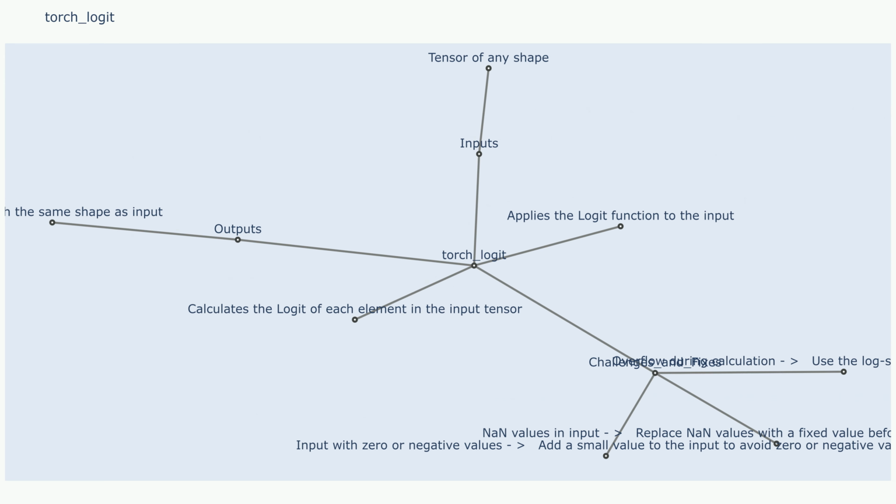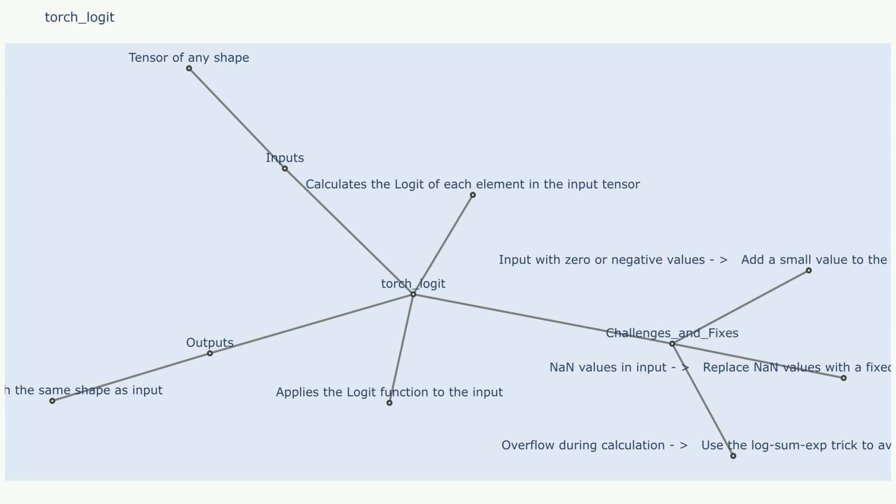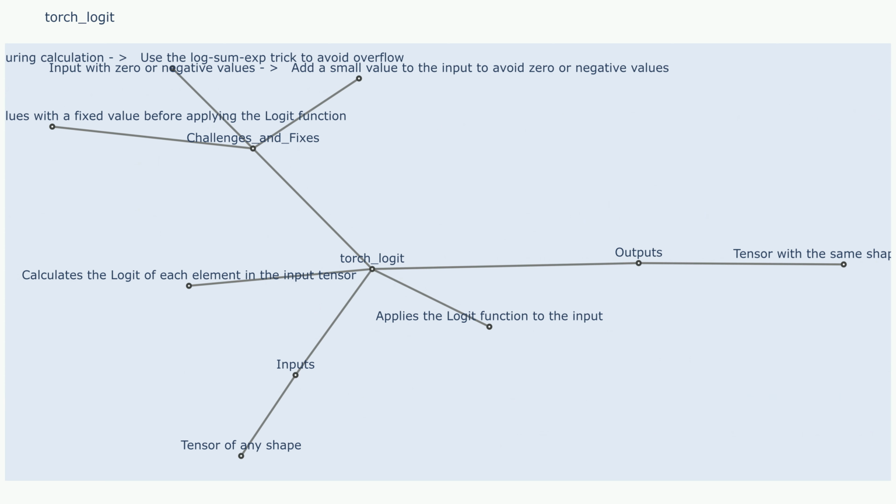This function is commonly used in machine learning and deep learning for tasks like classification, where it helps convert probabilities into log odds values, which are often more suitable for optimization. Inputs. Input 1: input tensor. The input tensor containing probability values. This tensor can be of any shape, but the values must be in the range [0, 1]. Input 2: eps, float, optional, a small value added to the input tensor before applying the logit function.